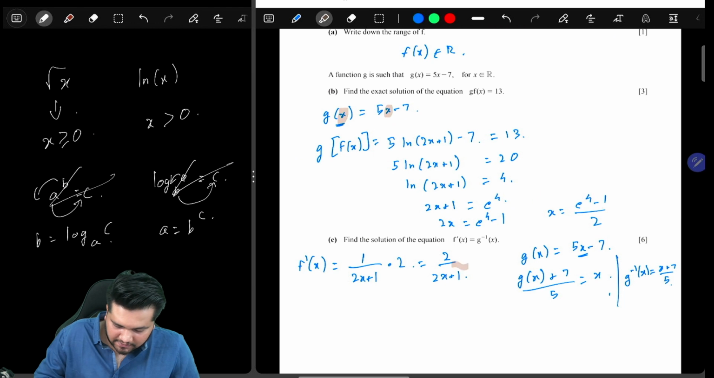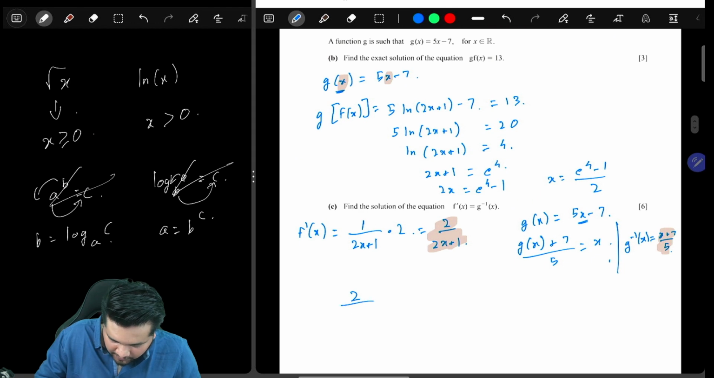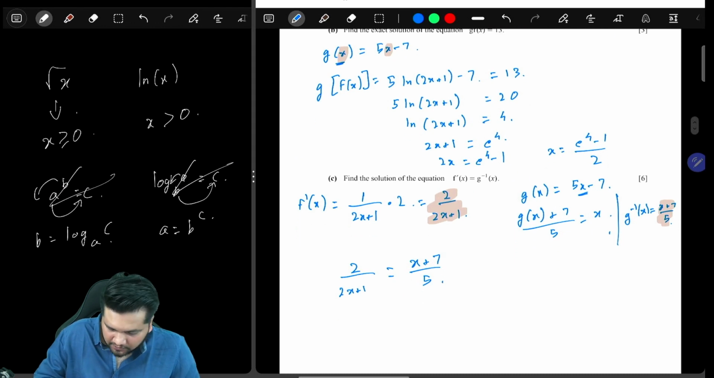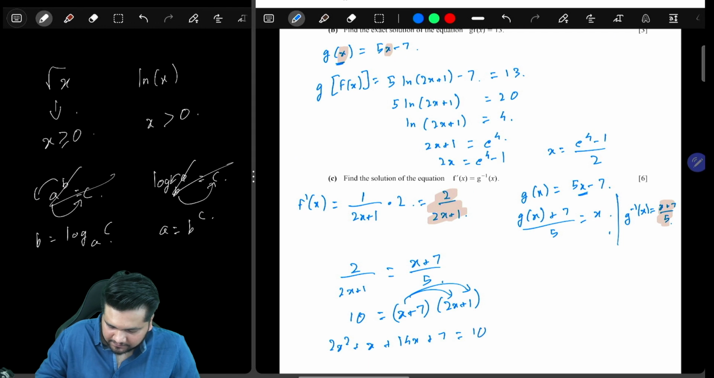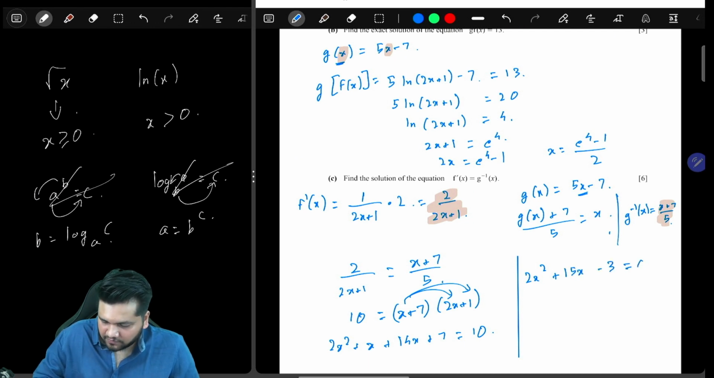So, you just have to solve this equation and this equation. I think I'll get a quadratic. Let's see. So, we'll get 2 upon 2x plus 1 is equal to x plus 7 upon 5. You just have to do this cross multiplication. So, you'll get 10 is equal to x plus 7 times 2x plus 1. That's it. Now, just expand it. So, you'll get 2x square, I'm just multiplying like this, and 2x square plus x plus 14x plus 7 is equal to 10. Now, 2x square plus 15x, 10 I'll shift to the other side, so it's going to be minus 3 is equal to 0.